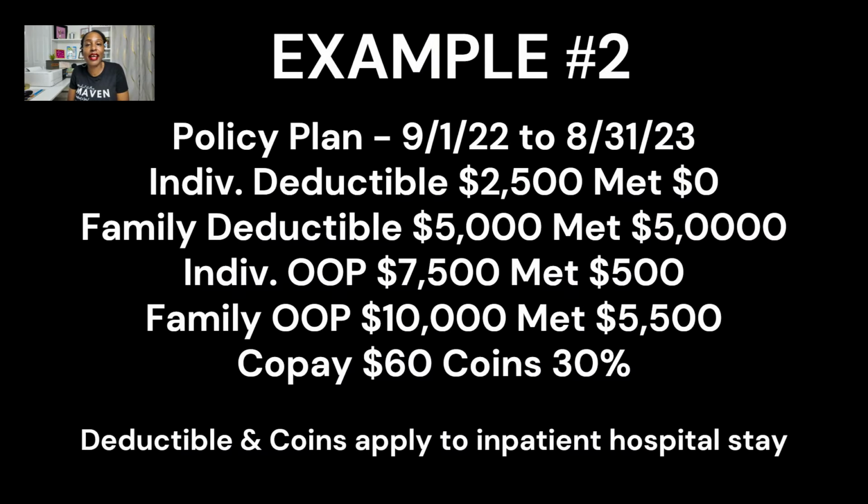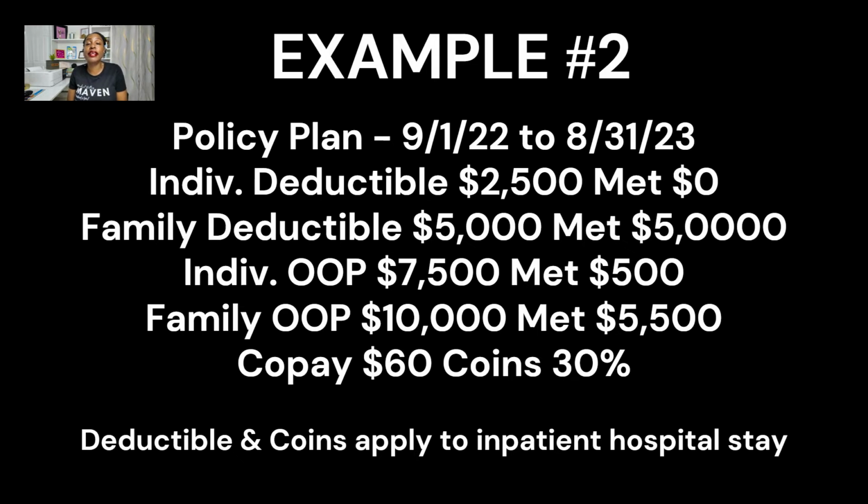Now, in the second example, it is also a policy year plan. It is from September 1st, 2022 to August 31st, 2023. The individual deductible is $2,500, of which none was met. The family deductible is $5,000, of which the whole $5,000 was met. The copay is $60 and the coinsurance is 30%.